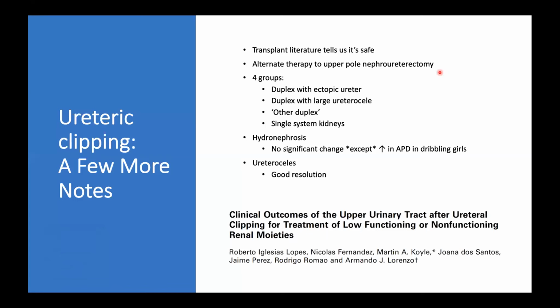So when you clip that upper pole ureter, you're essentially defunctioning the upper pole, because it is not able to evacuate its urine anymore. To my mind, this is an alternative therapy to an upper pole nephroureterectomy. If you have an upper pole that is still providing a lot of function, so on your functional scan it has function of more than, I would say, 10 to 15%, then I don't think this is an appropriate operation for those patients.